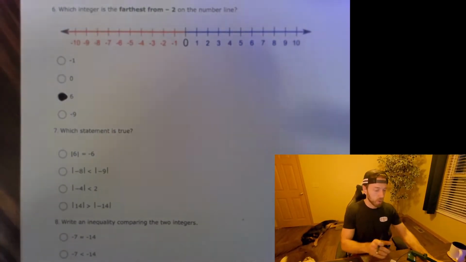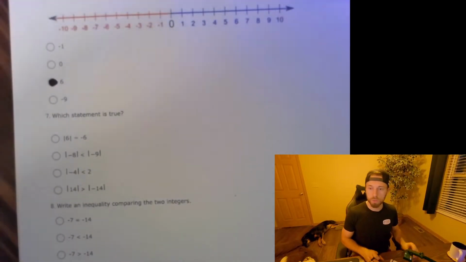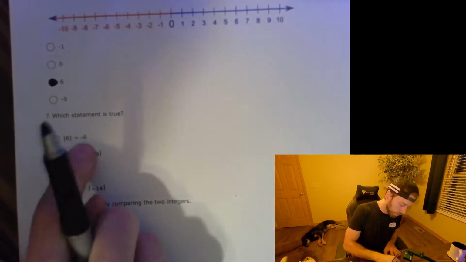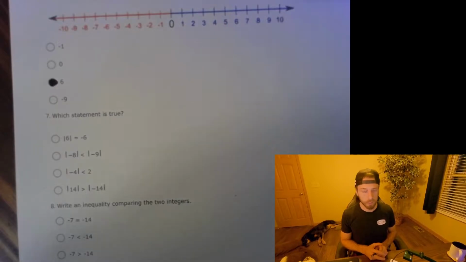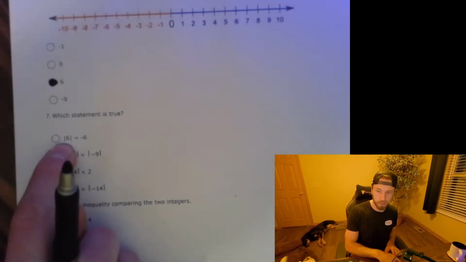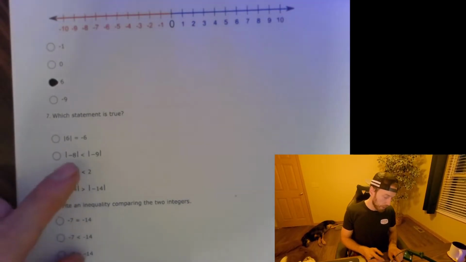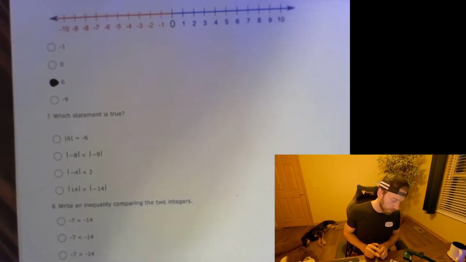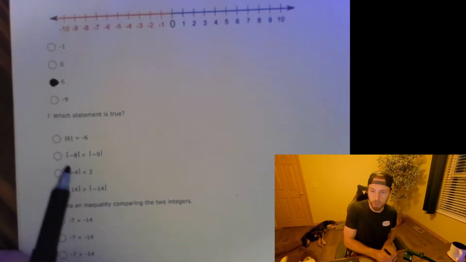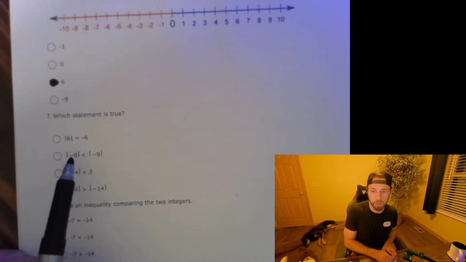Number 7, which statement is true? The absolute value of 6 is equal to -6. That's not true because the absolute value of 6 is 6. 6 does not equal -6. It's the same thing. The next statement says the absolute value of -8 is less than the absolute value of -9. Well, what is the absolute value of -8? How far away from 0 is it?